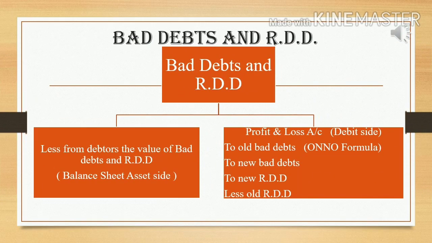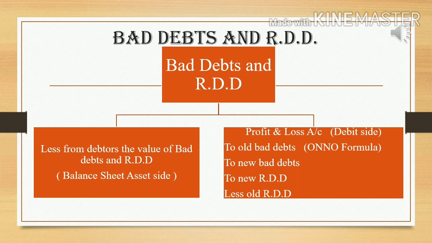Moving further, we have our next adjustment of bad debts and RDD. Many a time, students find this adjustment extremely difficult and tough to solve. But if you learn the basic things and do it stepwise, you will find it very easy. So firstly, you should understand what bad debts are and what RDD is. Now, bad debts are an amount which is not going to be received from the debtors. And RDD is the amount which is doubtful. It might come or might not come. So this is the slight difference between bad debts and RDD.